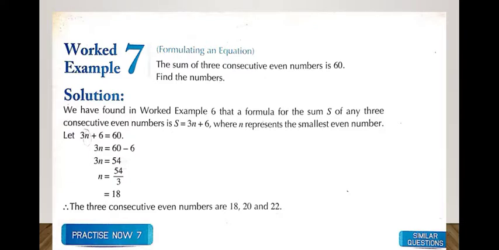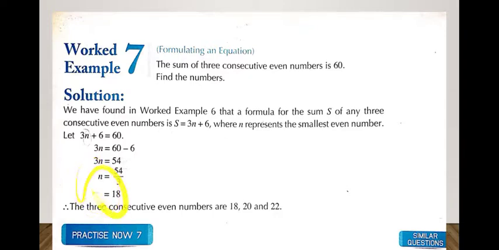Let's take a look at another example. The sum of three consecutive even numbers is 60. We have found in worked example 6 that a formula for the sum s of any three consecutive even numbers is s equals 3n plus 6. Take a look back at worked example 6. There we learned that the sum of three consecutive even numbers is x plus 2 plus x plus 4, so that will make it 3x plus 6, or here they use n. So 3n plus 6 equals 60, and then just solve the equation.